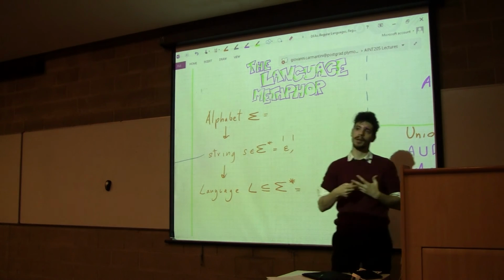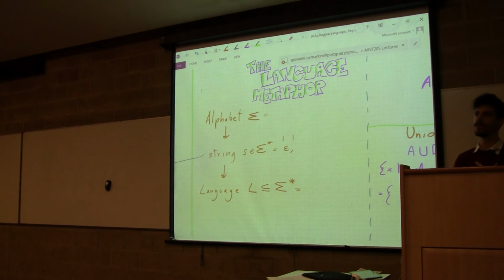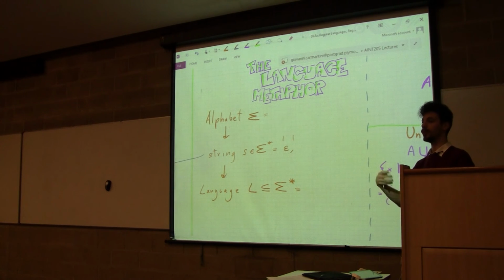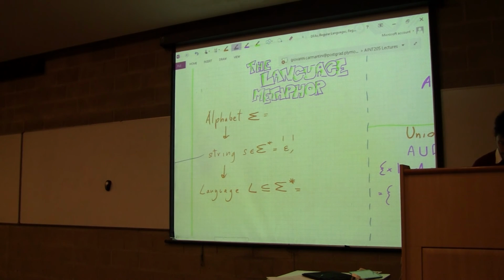The metaphor of the solutions of your problem being a language. You can express a solution to your problem using a language. So what's a language? Okay. First, an alphabet is a set of symbols. So it can be really everything. So it can be 0 and 1.